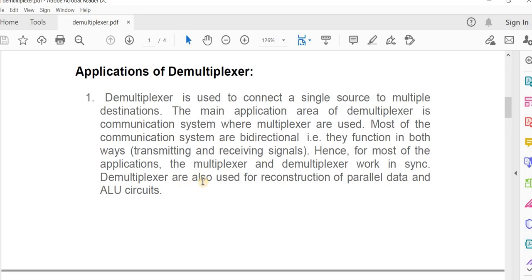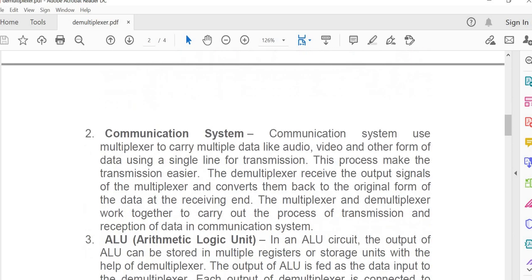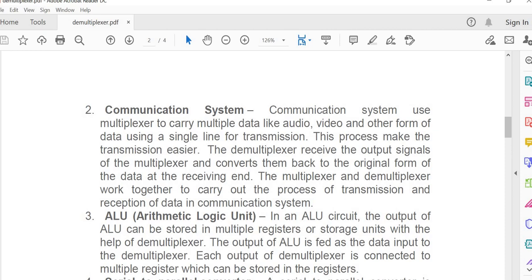Demultiplexers are also used for reconstruction of parallel data and in ALU circuits. And the next application is in communication systems, where we use a multiplexer to carry multiple data like audio, video and other forms of data using a single line for transmission. This process makes transmission easier. Then the demultiplexer receives the output signals of the multiplexer and converts them back to the original form of data at the receiving end. So the multiplexer and demultiplexer work together to carry out the process of transmission and reception of data in a communication system.